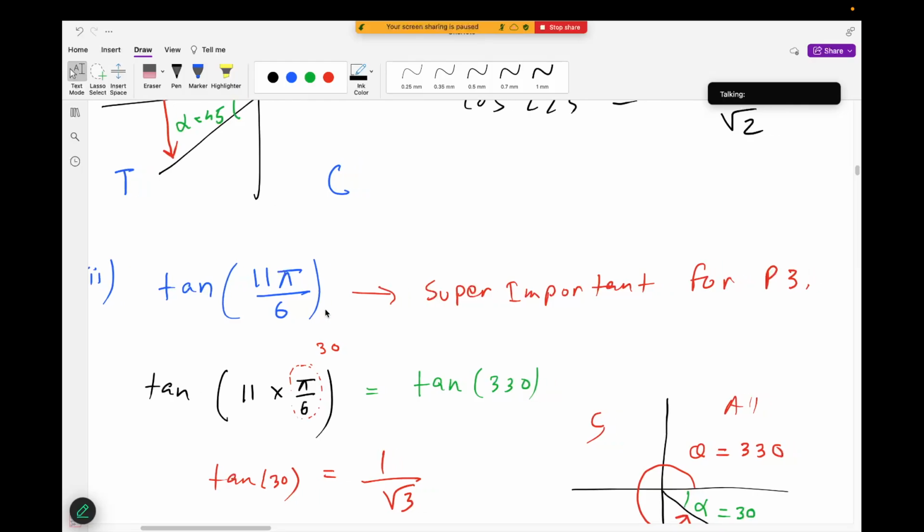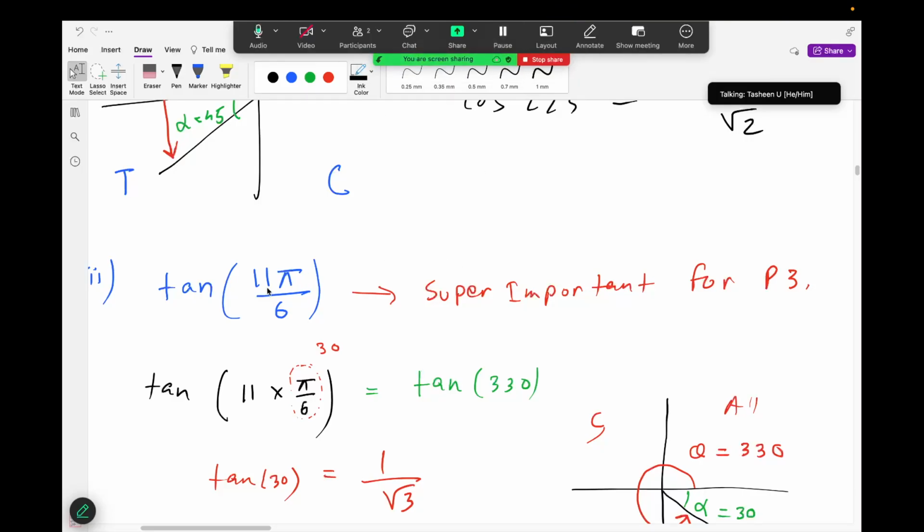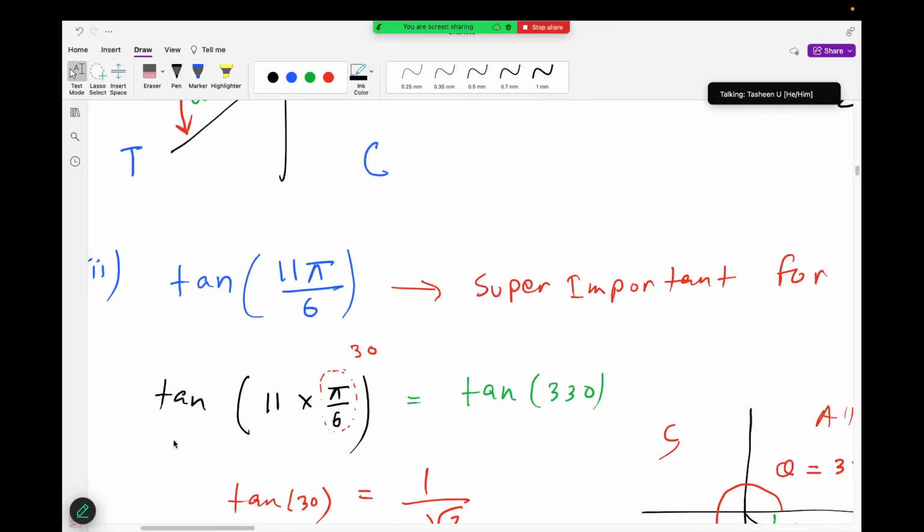Let's say the angle is half pi. So it's in the first quadrant. Right? Second quadrant would be pi. My advice is that you always convert that to degree. So we know that pi by 6 is 30. 11 into 30 is 330.